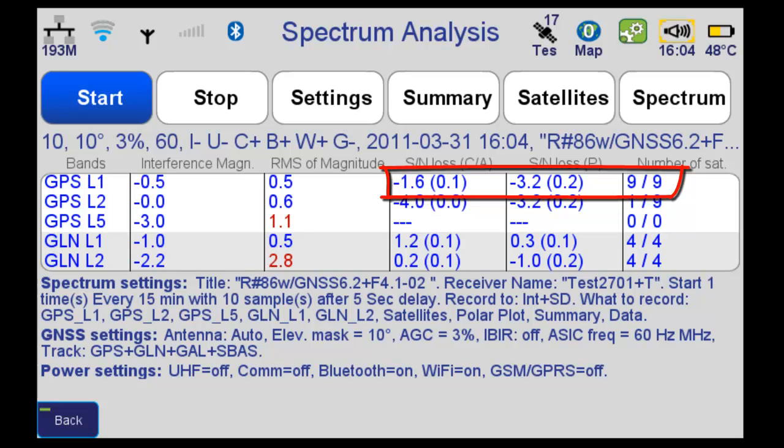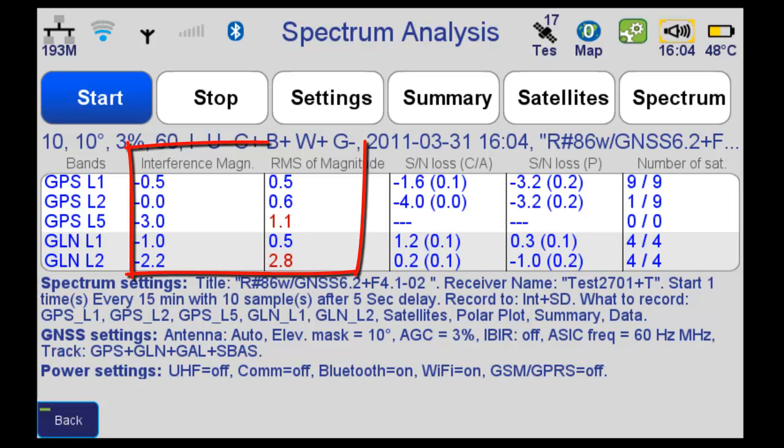Note that GPS P1 and P2 signals are encrypted and we can track them with codeless techniques, which is more susceptible to interferences. There were 9 GPS L1 signals and 9 GPS P1. On GPS L2, there was only 1 satellite with L2C signal.